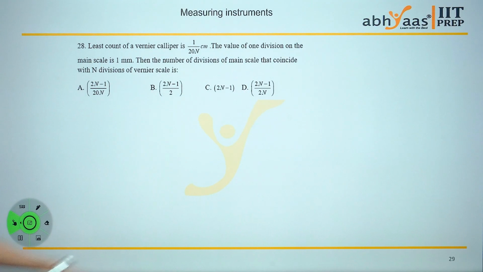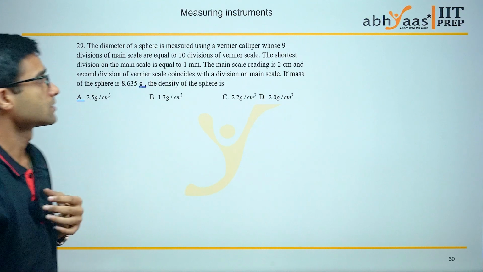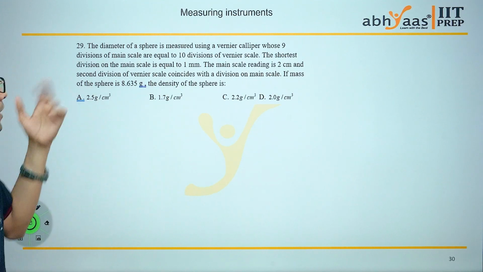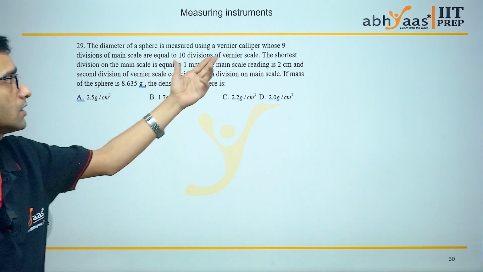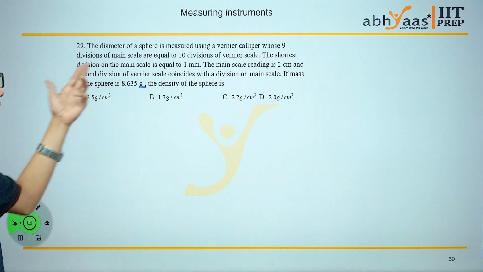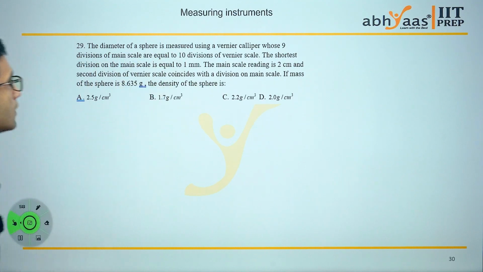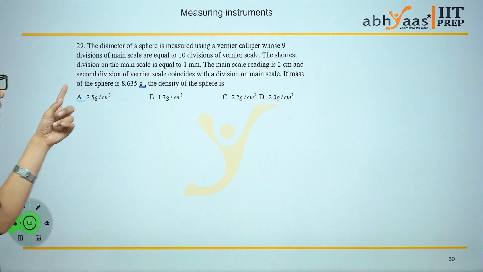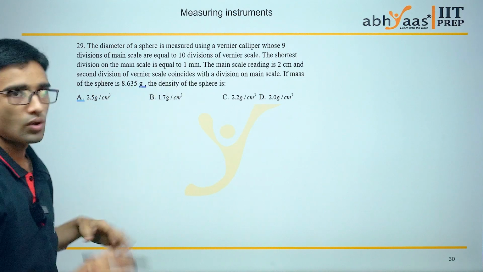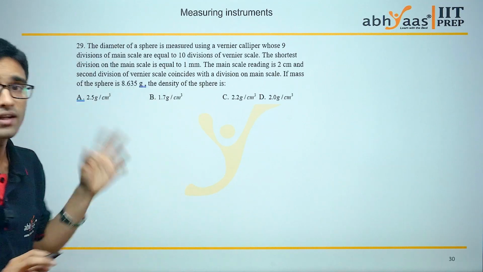Now if you go to the next question, here again vernier calipers came. Here we have to calculate the diameter of a sphere, measured using vernier calipers whose 9 divisions of the main scale equal 10 divisions of the vernier scale. The shortest distance on the main scale is 1 mm. The main scale reading is 2 centimeters and the second division of the vernier scale coincides. In this question everything is given, but we have to calculate density.